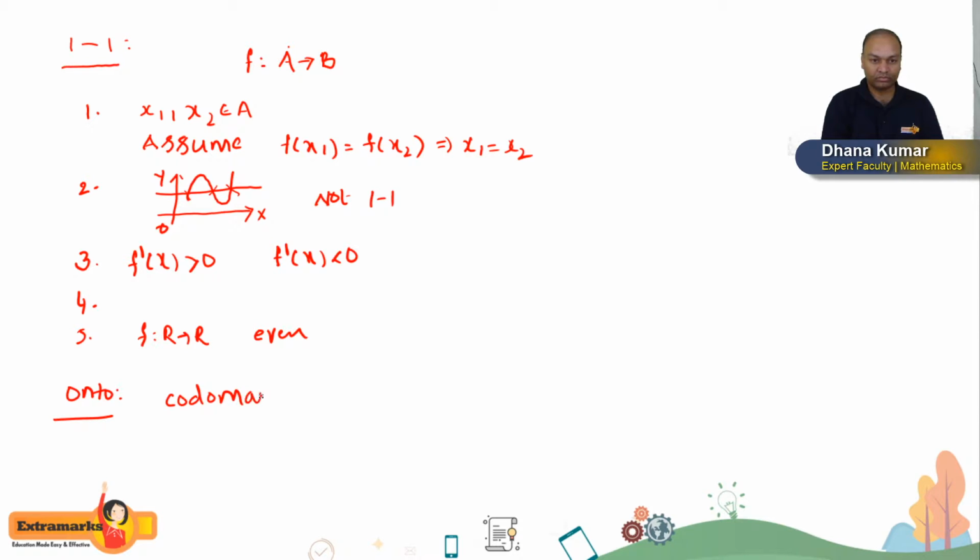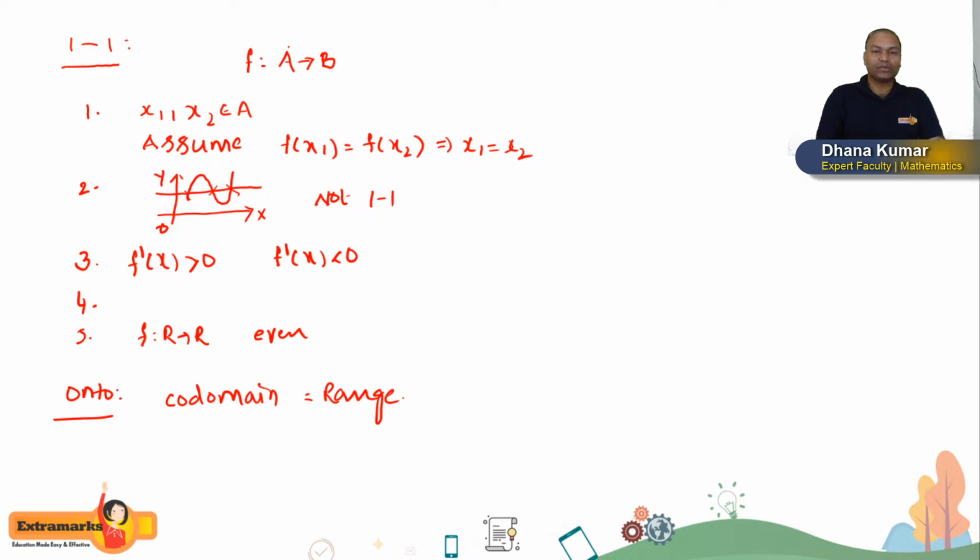codomain is equal to range. Okay. If codomain is equal to range, then the function is said to be onto. Otherwise, the function is said to be not onto. If a function is not onto, then the function is said to be an into function.